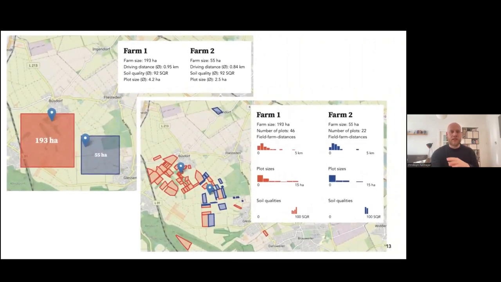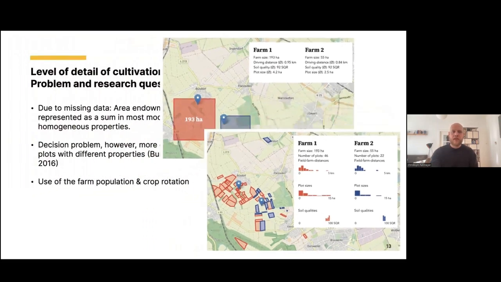Just in detail looking at these, I just described those. So like the first farm, in the aggregate approach, we would just say, okay, the driving distance on average is 95 kilometers, soil quality is on average 92 as the soil quality rating, and the plot size on average is 4.2 hectares. And you see for yourself, in the top bottom right picture, we have the actual distributions. We can see, for instance, that the driving distances are more skewed to the left, same with the plot sizes. And with the soil qualities, we have very few outliers.